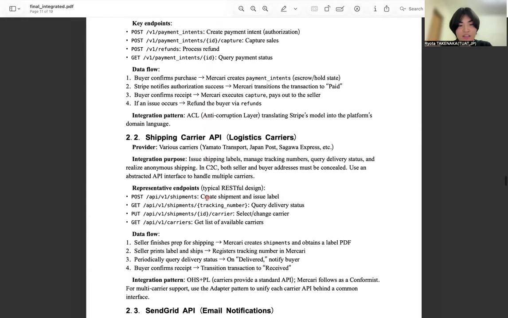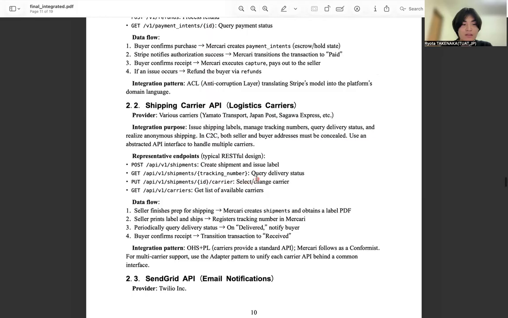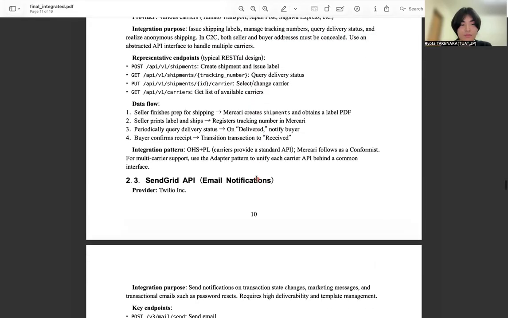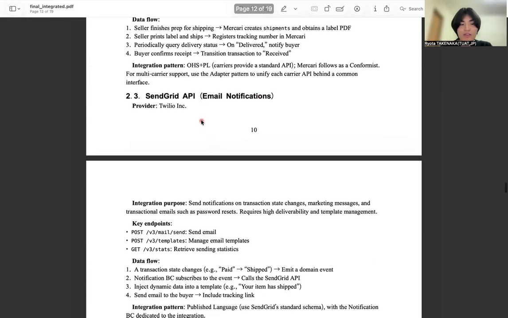The second is the shipping carrier API. It is for logistics. This is needed for issuing shipping labels, getting tracking numbers, and confirming delivery. And third, SendGrid API. It's for email notifications. This is used to send a readable transaction email to users. For example, your item has shipped.